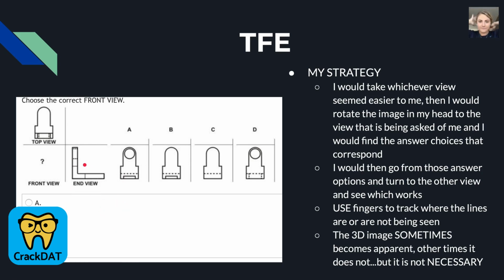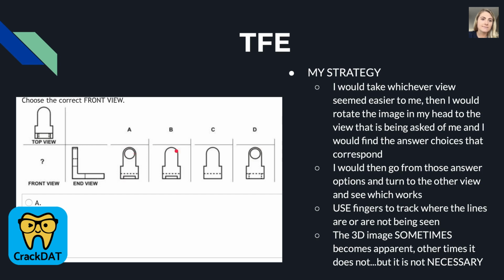What I mean by easiest is you figure out what you think's easiest, but then I would rotate the image in my head to the view that's being asked of me, and then I'd find the answers which that corresponds to. So I would take this L right here, rotate it so I'm seeing this side right here. I would flip it 90 degrees this way, so I would see this in the front, and that's what my front view is being asked of me. These corresponding little lines literally have to line up, actually parallel with the figure here. This little line, as it's dotted, means it's not seen. So I would go across to make sure there's a line there.